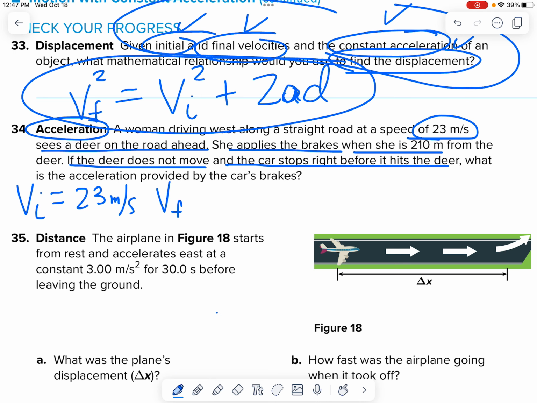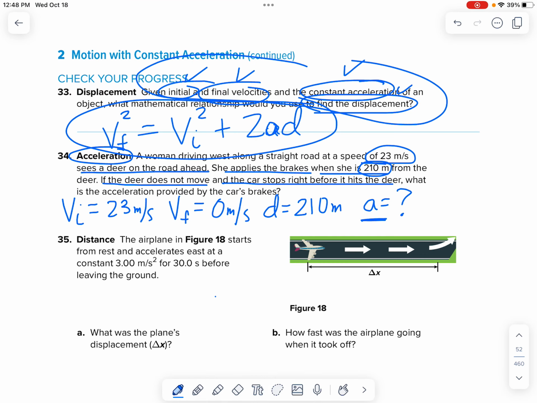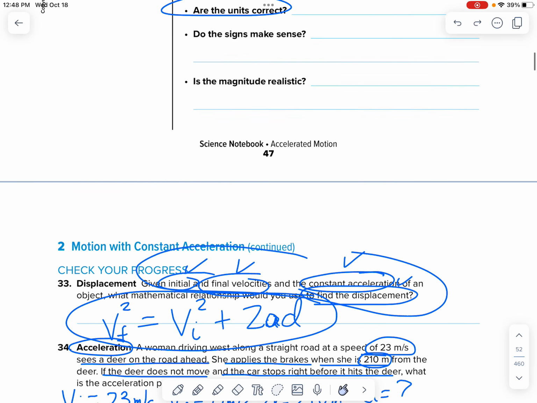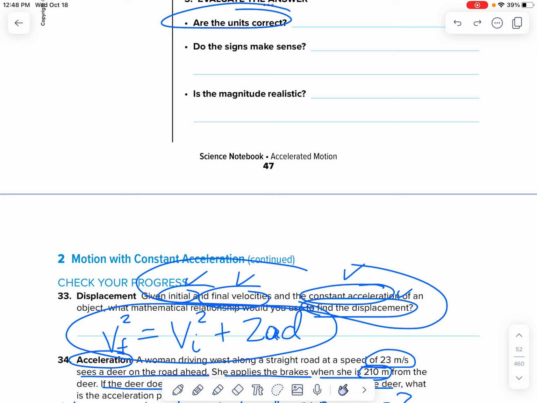She stops, which means the final velocity is 0. During that stopping process, she travels 210 meters. That's your distance. And you want to find the acceleration. These are the same 4 variables. Okay, just this time we're solving for acceleration instead of distance. So to do this, you're going to find your formula and just write it up here. I have a little space. Okay, same formula.